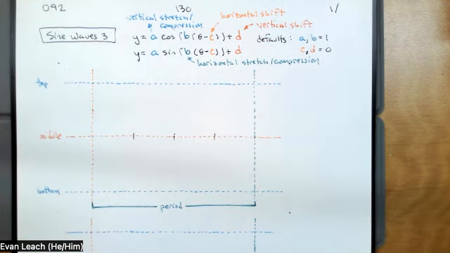The period is the length of 1 cycle. So a cosine graph goes top, middle, bottom, middle, top. That's 1 cycle. However long that takes, that's 1 period.